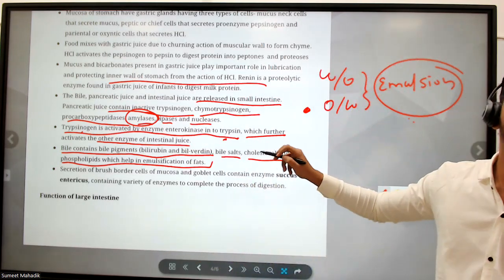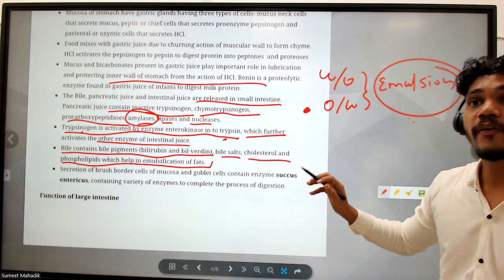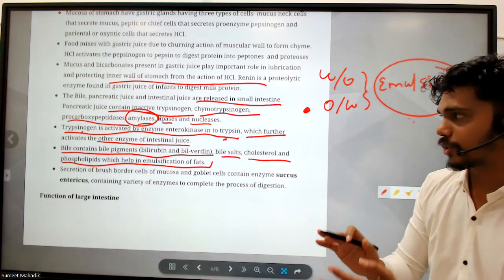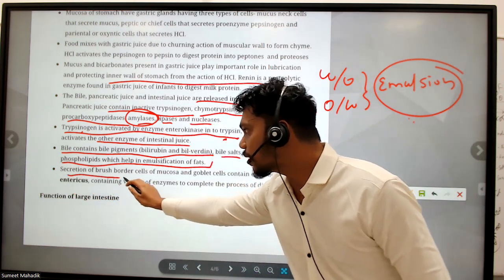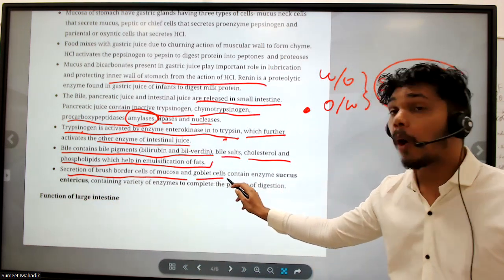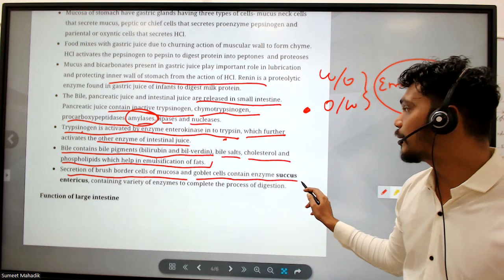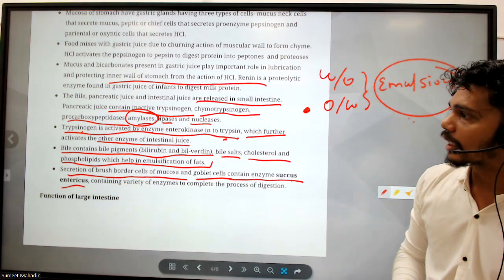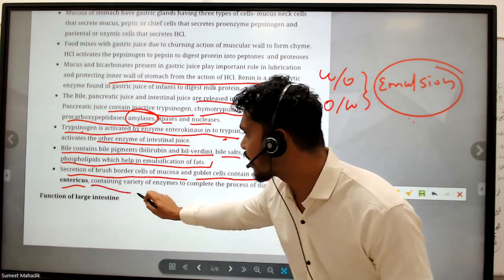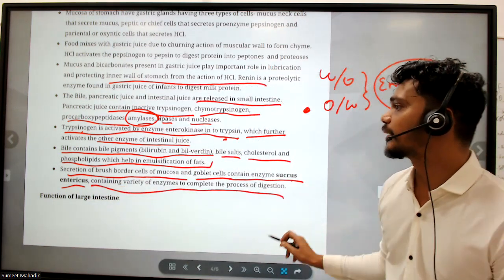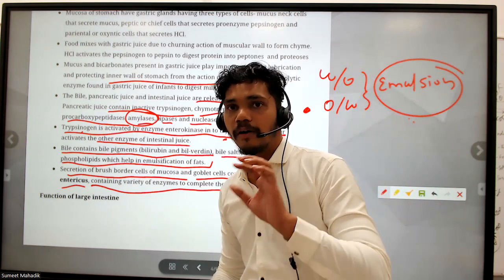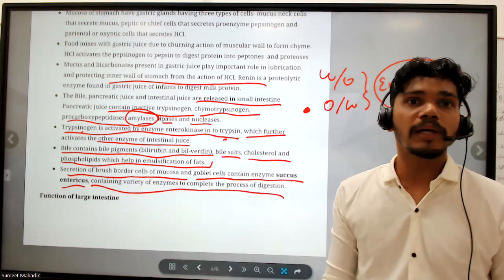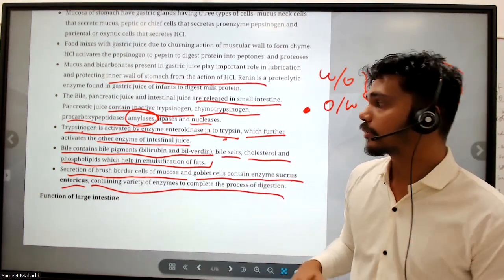Where is this used? Where is this going to be used? In the case of fat globules to be digested. So the secretion of the brush border cells of the mucosa and goblet cells contains enzymes. What is that? Can you read anything? Succus entericus, containing a variety of enzymes to complete the process of digestion. So we are just aware of a few enzymes. There are more enzymes to digest the things over here.